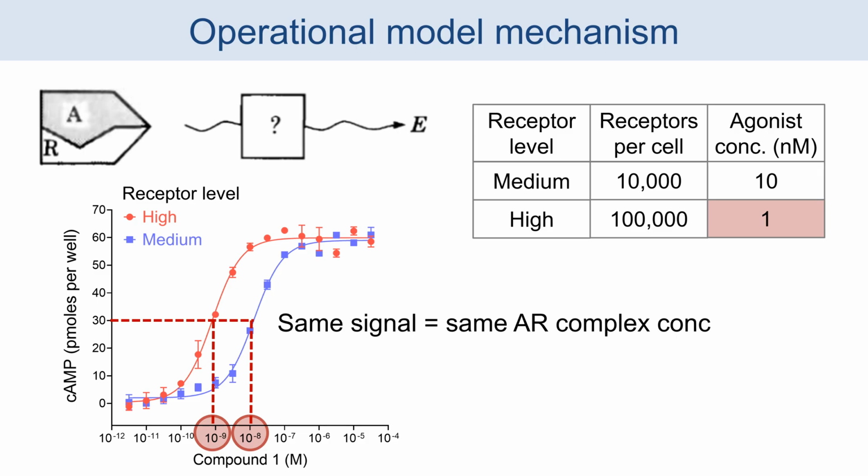This is simply a bimolecular interaction, so if we have more of one partner, then we need less of the other to get the same concentration of the complex. This explains why we need less agonist in the high-expressing cells to get the same level of signal. And this in turn explains why the curve shifts towards lower agonist concentrations for the high-expressing cells.